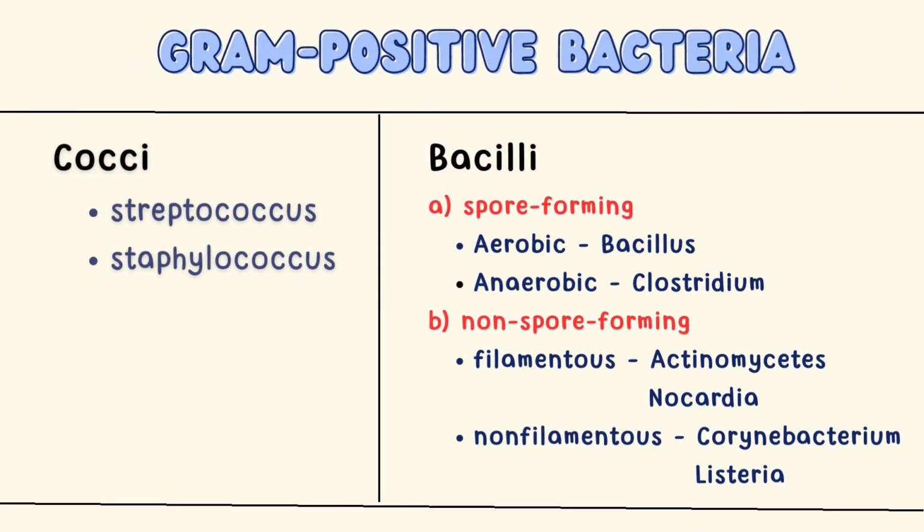So, what are gram-positive bacteria? Gram-positive bacteria are those which stain purple with the gram staining. So, they are either cocci or bacilli. In cocci, the examples are streptococcus and staphylococcus. In bacilli, examples are spore forming or non-spore forming bacilli. In spore forming, again we have aerobic or anaerobic. In aerobic, we have bacillus, and in anaerobic, we have clostridium. In non-spore forming, either they are filamentous or non-filamentous. Filamentous includes actinomycetes and nocardia, and non-filamentous bacilli includes corynebacterium and listeria.